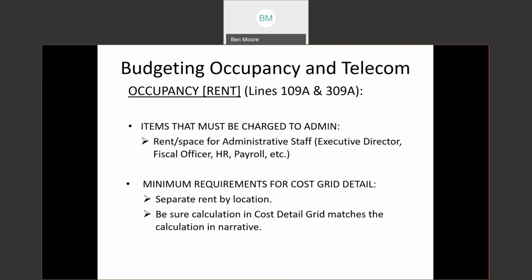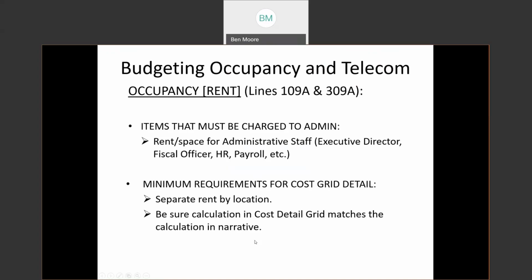The minimum requirements for the cost grid portion of the occupancy rent tab are that you need to separate the rent by location. So if you have multiple intake sites or facilities that you utilize for this grant, please itemize the addresses and the properties separately when detailing the cost, and be sure that the calculation in the cost detail grid matches the calculation in the narrative.